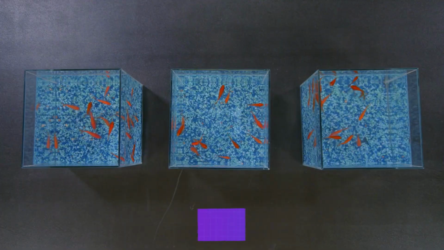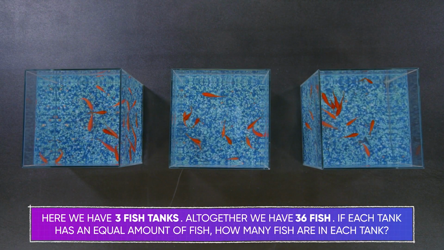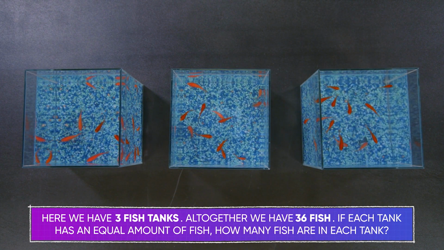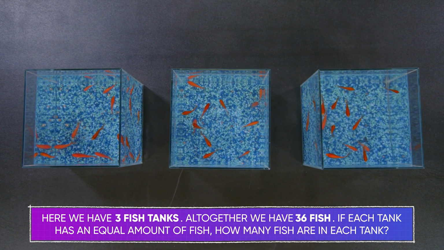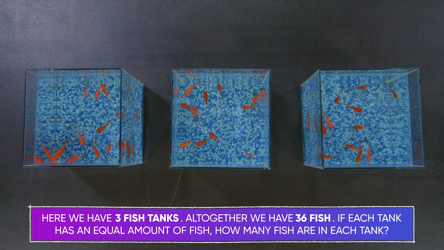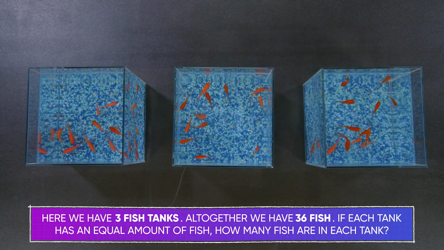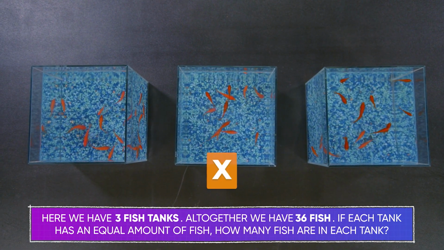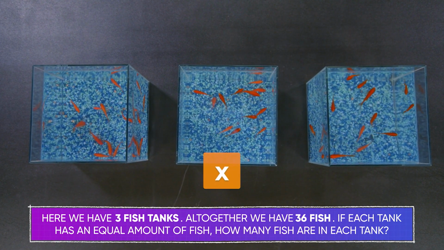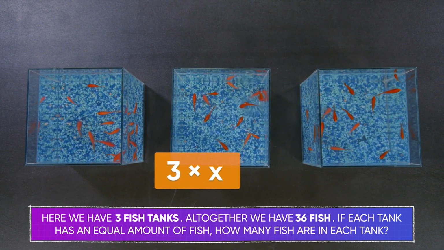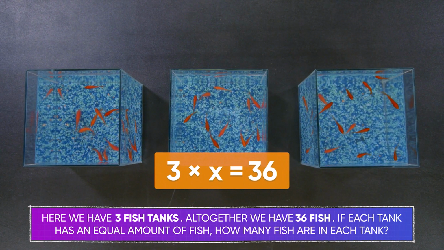Next, let's see how solving one-step algebraic equations can help us take care of animals. Here we have 3 fish tanks. Altogether, we have 36 fish. If each tank has an equal amount of fish, how many fish are in each tank? Let's represent this with an algebraic equation. We don't know how many are in each tank, so let's show that as x. And since there are 3 tanks with an equal amount, we can show that as 3 times x, which is equal to 36 in total.